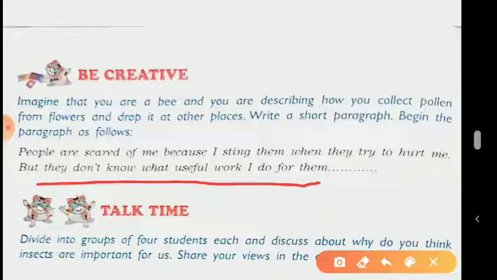So, children, through this lesson, we have come to know that bee is very important and beneficial for the environment because it helps in pollination, and pollination is responsible for the growth of new plants.